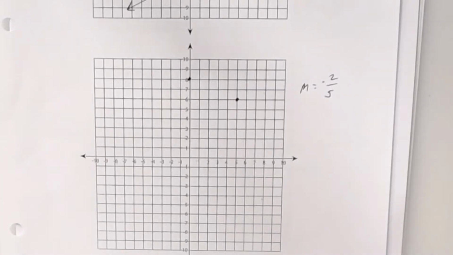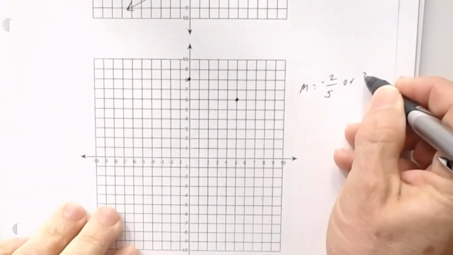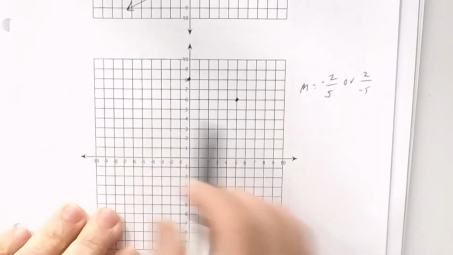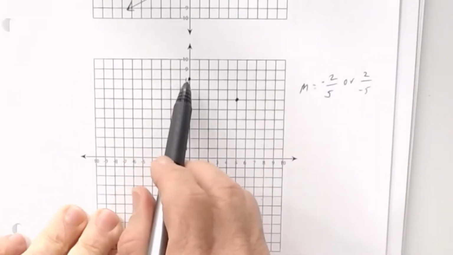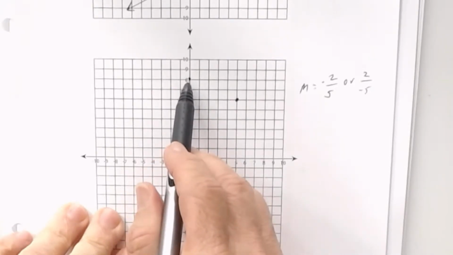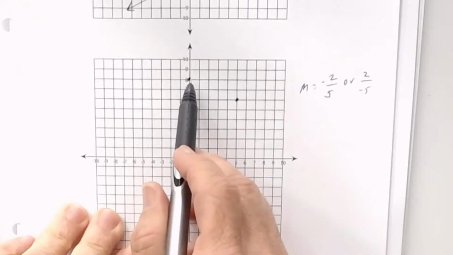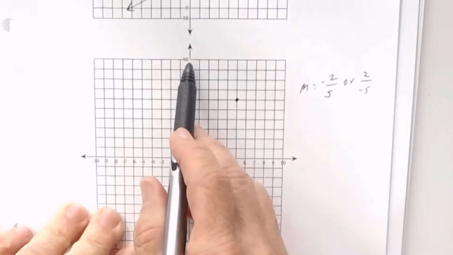Now, just to show you, if I had said 2 divided by -5, I would get the same line. It would just be a different point. So I start at the y-intercept still. This time my rise is +2. So which way do I go? Up 2. 1, 2, right here.